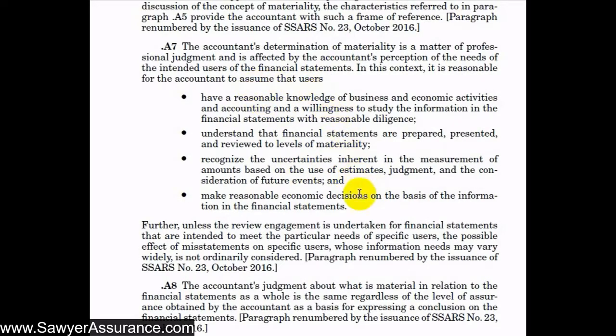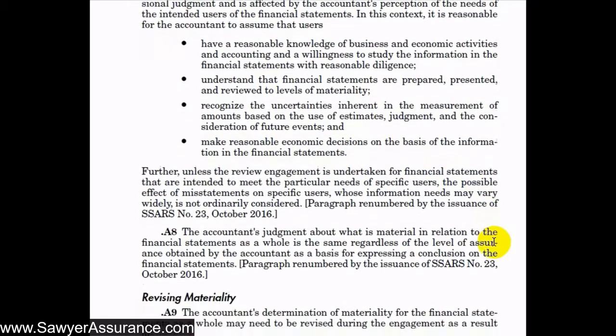We also should assume that users make reasonable economic decisions on the basis of the information in the financial statements. So if we are basing our level of materiality on whether economic decisions would be changed by the users of the financial statements if they had known about this misstatement, then we need to consider that these users would make reasonable economic decisions. Otherwise, it would be difficult for us to predict what economic decisions irrational users of the financial statements would make.